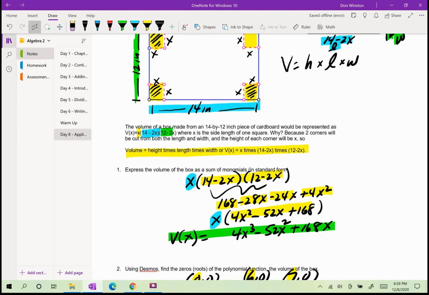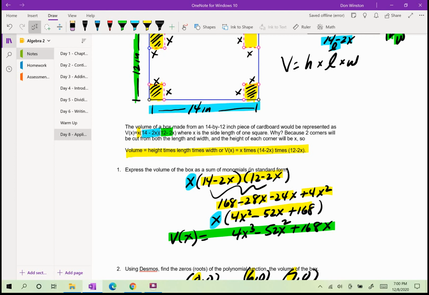We combine our like terms and write in standard form. So I'll move the 4x squared to the front. And then negative 28x minus 24x gives me negative 52x. And then I have 168. So that's 4x squared, I should say, minus 52x plus 168. That's what we got when we multiplied the length times the width. Now we have to multiply by x, or the height, and that will give me my volume.